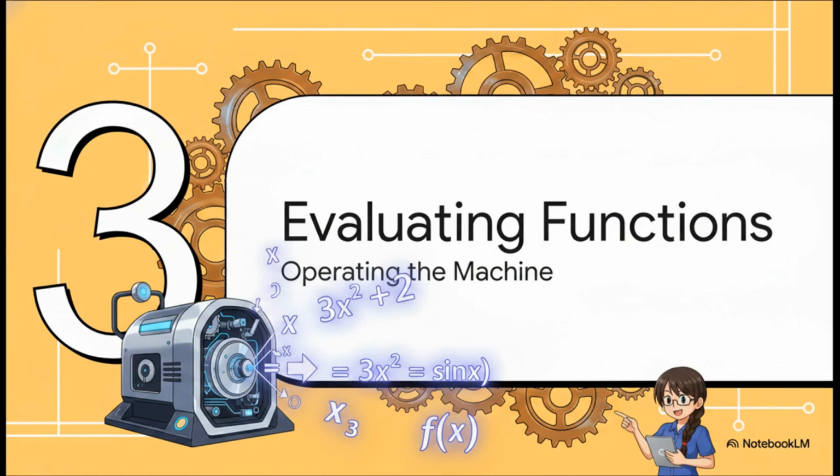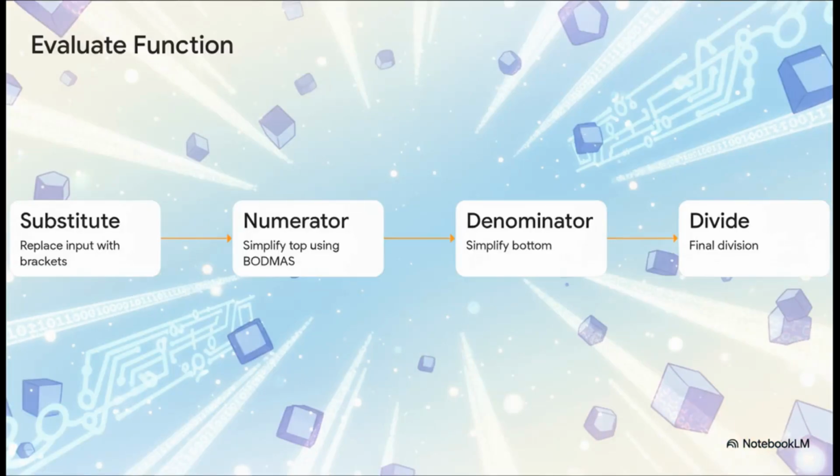Which brings us to section 3, evaluating the function machine. All right, we know how to identify a working machine. Now we're actually going to physically operate it. This is basically a plug-and-play process, but we have to be super meticulous here. Let's evaluate a function step by step together. Our source example gives us the function g(x) equals the fraction (7x minus 3) over 5. And the question is asking us to evaluate g(-6).